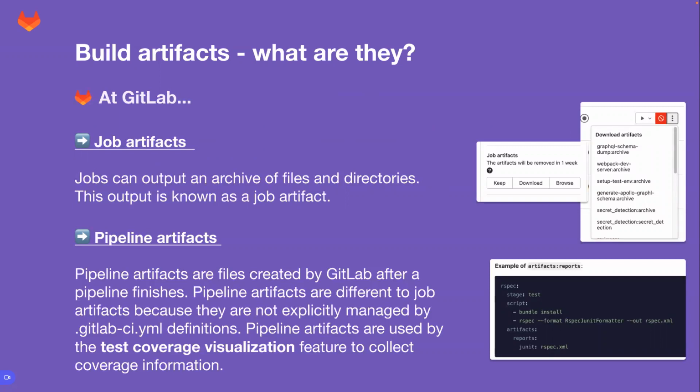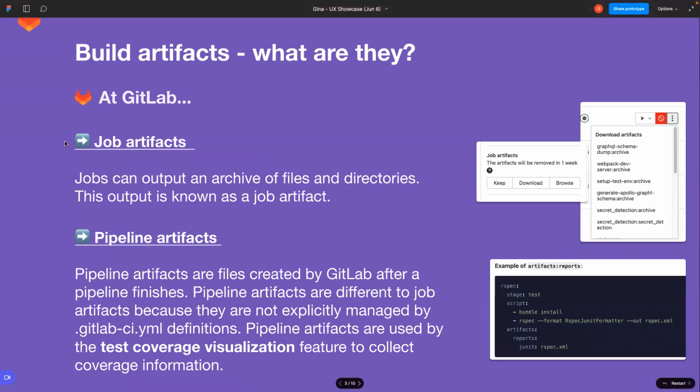And so the job artifacts are the ones that you probably have seen if you've been checking out artifacts for pipelines. They are archives of files and directories that are outputs of jobs. So if you view details of a job on the right sidebar, you'll see the ability to keep, download, or browse them. And then if you look at the pipeline list view today, you can drop down the menu to download artifacts, and that's what this screenshot on the right is.